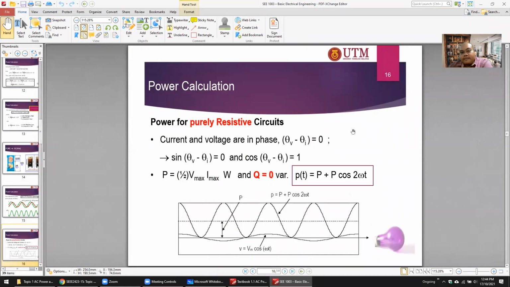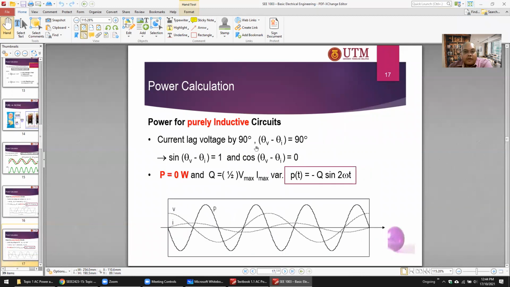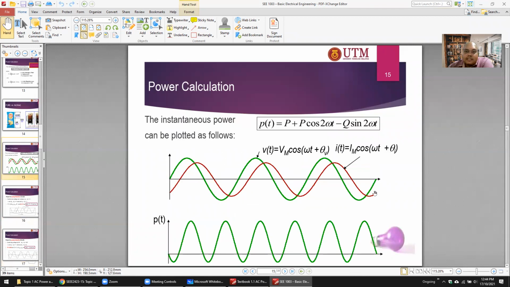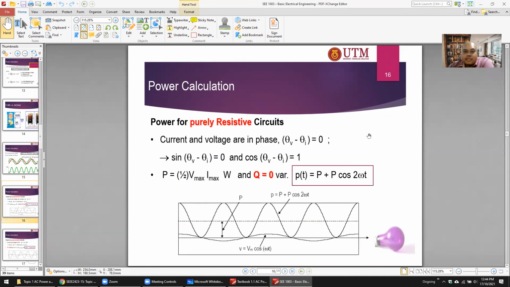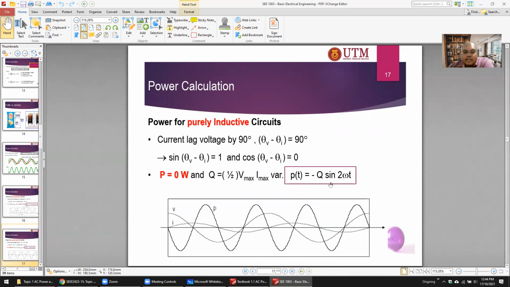So this one I already mentioned: when it is purely resistive, the power is this one and Q is 0. But if you have a pure inductive load, the average power is 0, and Q is 1/2 V max I max. So basically the instantaneous power is this one based on this formula. Because the real power is 0, you just get Q times negative sine 2ωt.